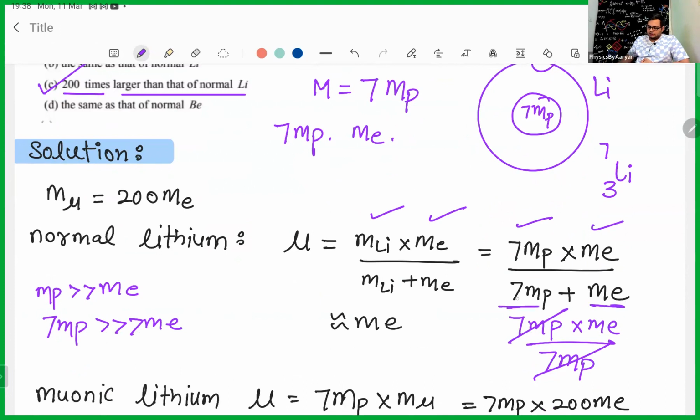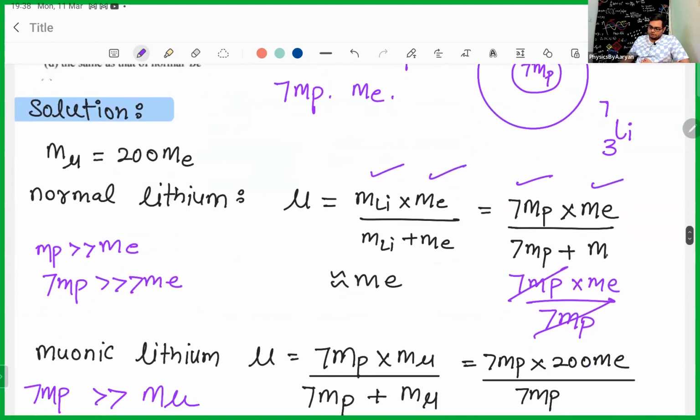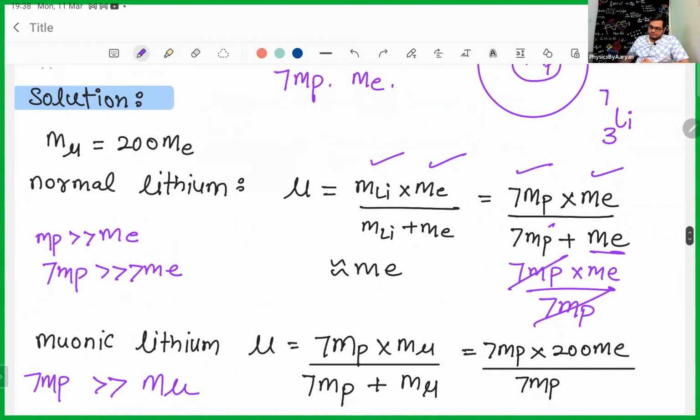Now this thing is much smaller than this, so I can ignore this. If I ignore this, what I will be left with is 7 mp. So now I can cancel 7 mp and mp. So I am left with this, that my reduced mass is the mass of the electron itself. That's it. So for normal lithium, my reduced mass is simply the mass of the electron.